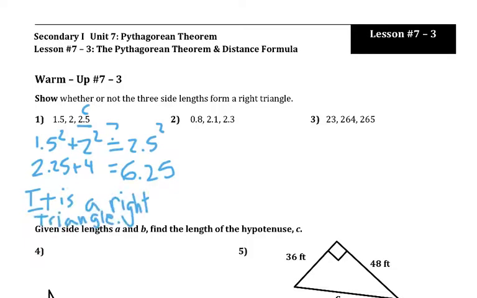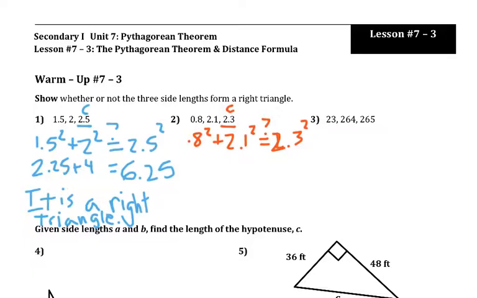Number 2, the side lengths 0.8, 2.1, and 2.3. So again, our hypotenuse is the longest length, so the 2.3 is C. Then substitute these values into the Pythagorean theorem equation. So we have 0.8 squared plus 2.1 squared. And we're going to see, is this equal to 2.3 squared?